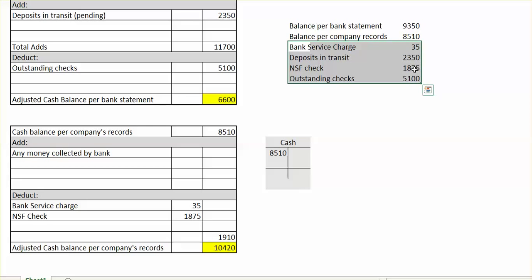So now we've dealt with all 4 of these items, and you see here that our new balance, well, I've got to do the math, is this minus this is $6,600, which is the correct balance.